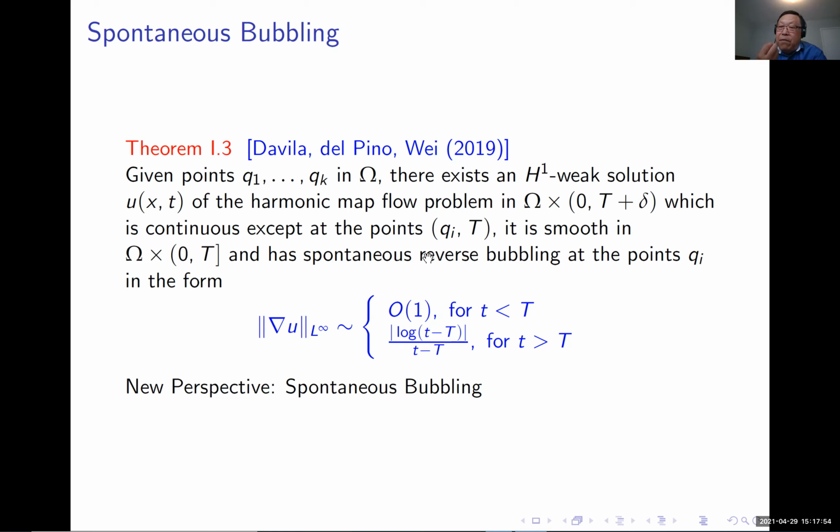So for Hamiltonian heat flow, you have forward bubbling and reverse bubbling and also spontaneous bubbling. You have all this kind of bubbling phenomena for the Hamiltonian heat flow.